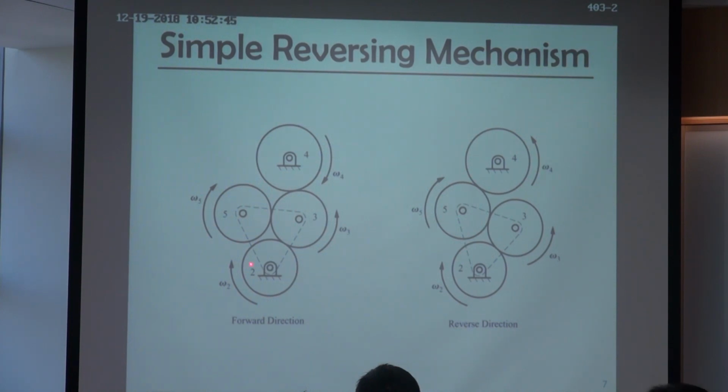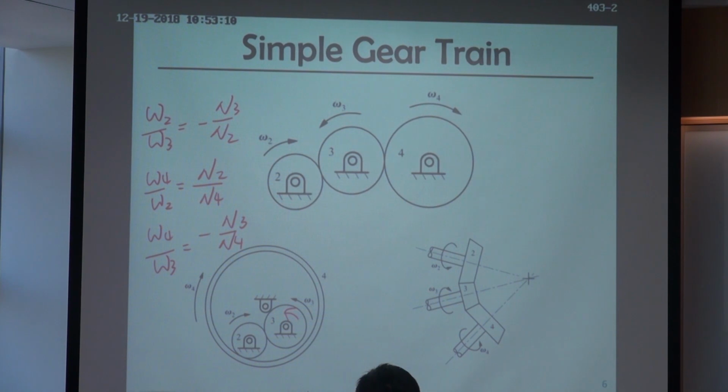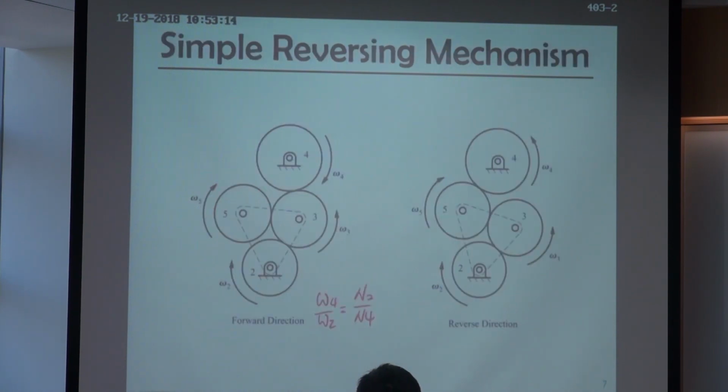So in this case, omega 2 and omega 4 are going to rotate in the same direction. And we know the gear ratio from our previous case, omega 4 over omega 2 is N2 over N4. Because it's 2, 3, 4, it's the same as this one, and we know the result, omega 4 over omega 2 is N2 over N4. So here, yeah, it's the same.